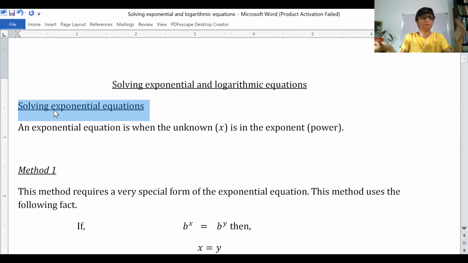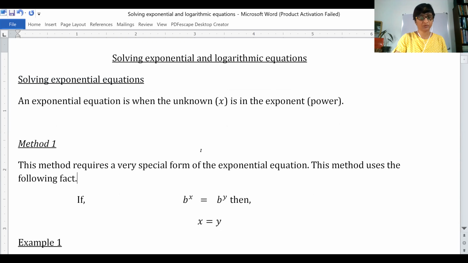It's not a complete topic then, because the topic is logarithmic and exponential functions. You are learning about both. So when it comes to equations, it's only fair that you know how to solve both kinds of equations. It doesn't make sense why they just kept one part. Anyway, we'll continue with this.